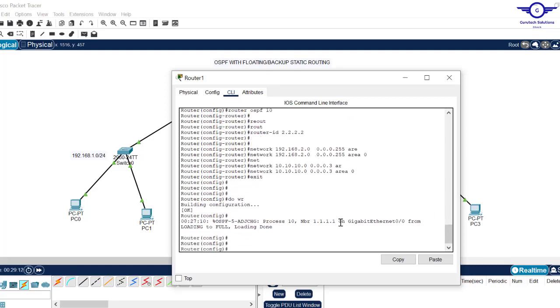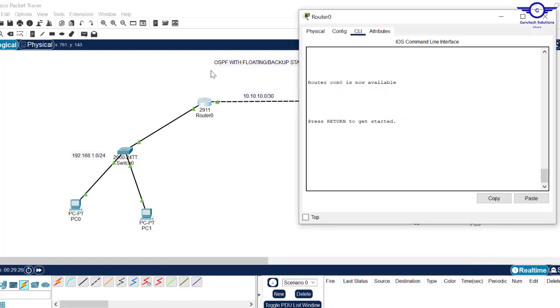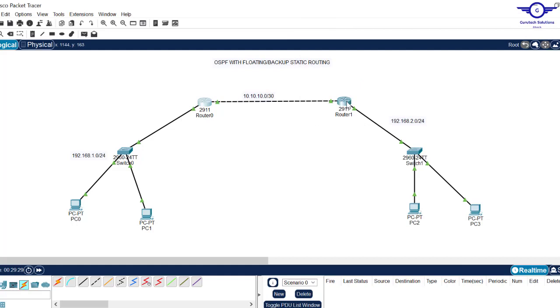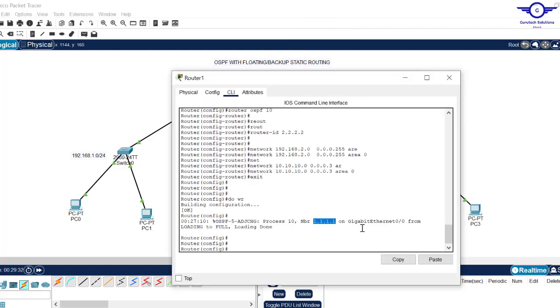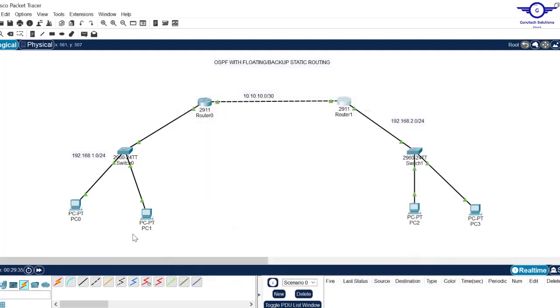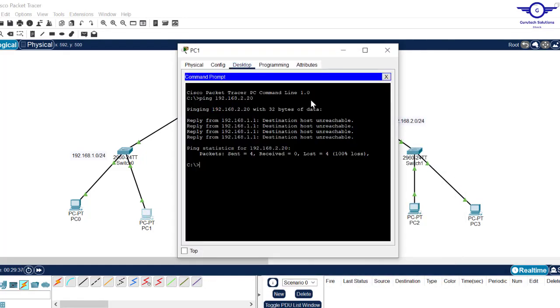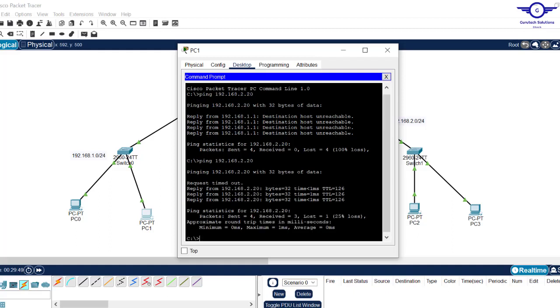So after doing that, you can see we've received a message here: OSPF adjacency with the process ID of this one, neighbor. You can see the neighbor is 1.1.1.1, which was this router. So they have become friends, and communication can now be possible between these two networks. So if I try to ping again, just give it some time, it will ping, because we've let each and every one of these routers know the status of each other. You can see it's now pinging.